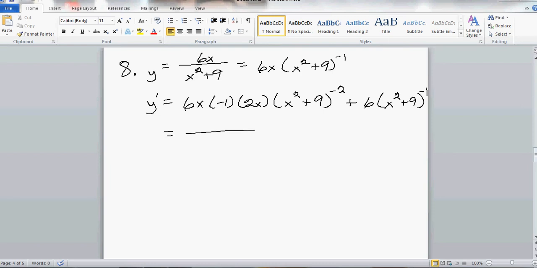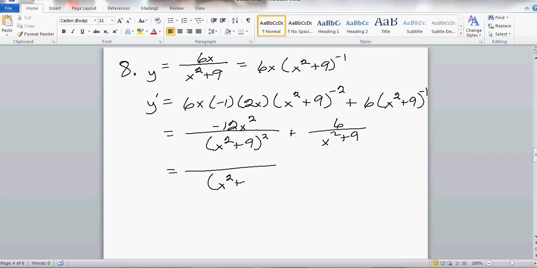Rewriting it into a more acceptable form, we know x squared plus 9 quantity squared goes down here in the denominator, and up here would be negative 12x squared. Plus, this one would become a 6 over x squared plus 9. To get the common denominator, all we have to do is multiply this by x squared plus 9 over x squared plus 9. So our common denominator is x squared plus 9 squared. So this would be negative 12x squared plus 6 times x squared plus 9.